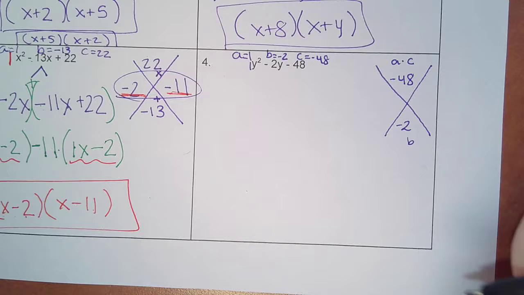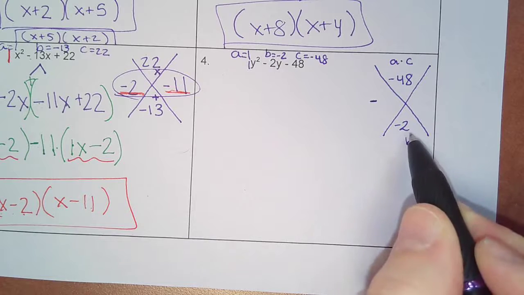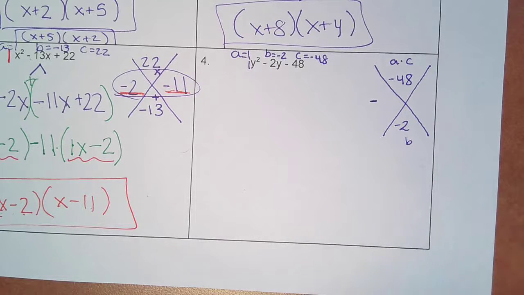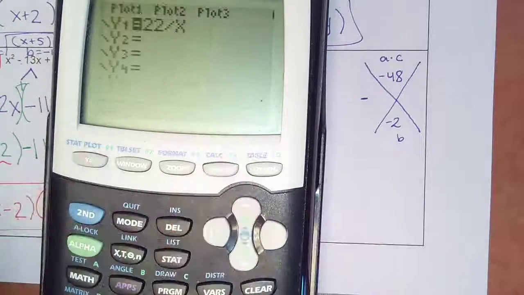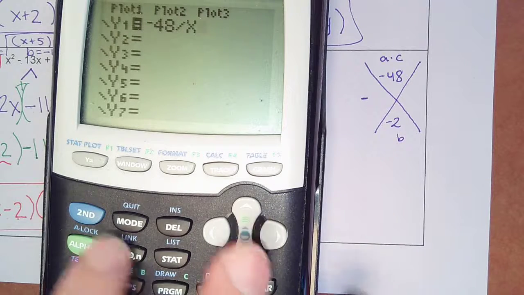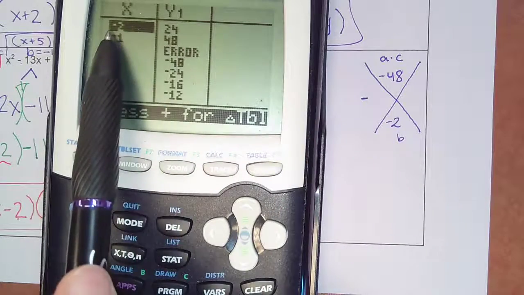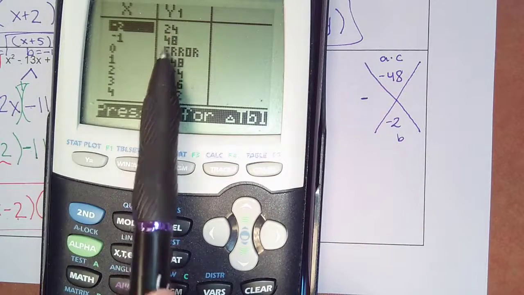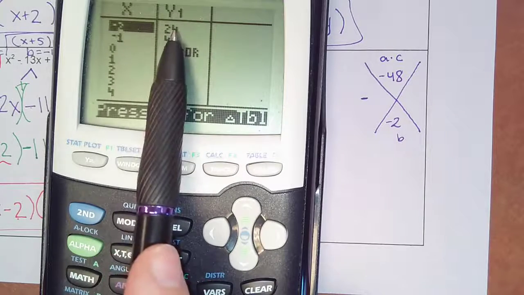So now, they multiply to a negative, which tells me one of the numbers should be negative. Because they add to a negative, that tells me the larger in quantity of the two will end up being the negative one. So in my calculator, I'm going to type in y equals negative 48 divided by x. Second graph. So now when I look at my factors here, I have negative 2 and 24 because I didn't scroll back down. So when I add those together, I get 22.